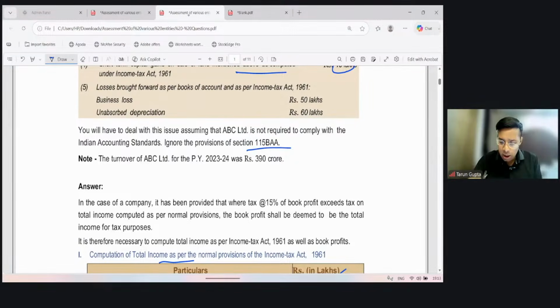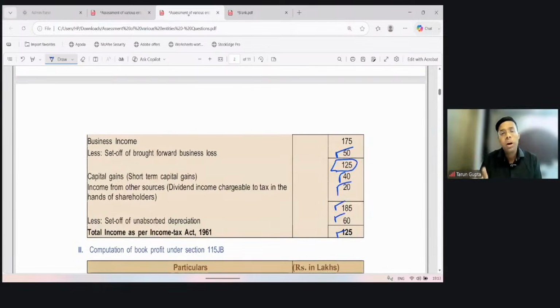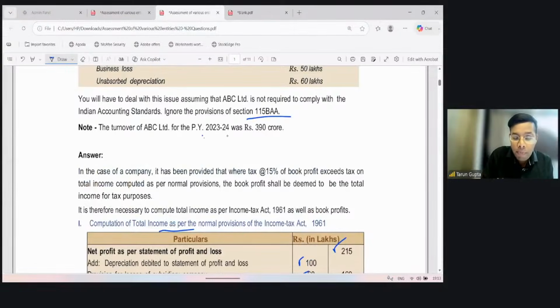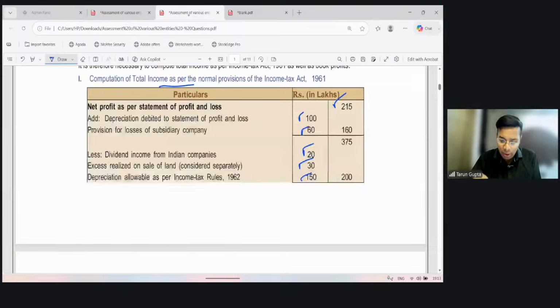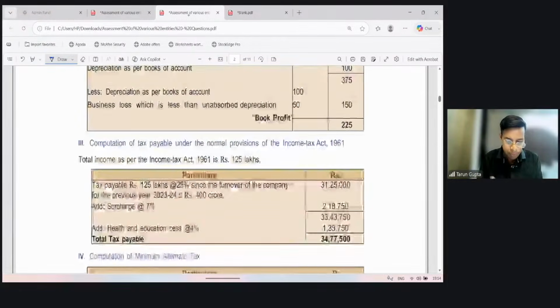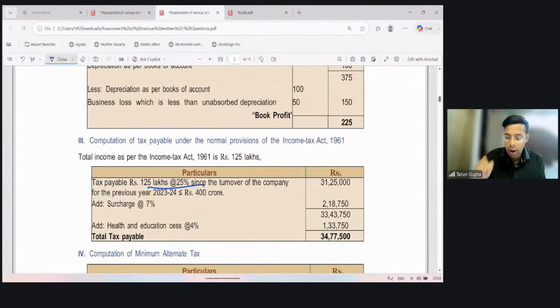Okay. So the total income is 125 lakh, and it also says turnover of the company for PY 23-24 was 390 crores. So it was less than 400 crore. So the company is eligible for the 25% tax rate. So on 125 lakh we will apply the 25% tax. It comes to 31 lakh 25,000.